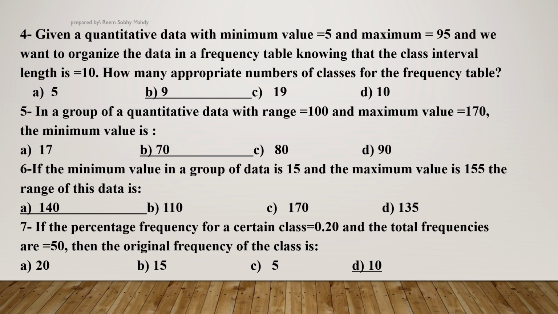Example 4. Given a quantitative data with minimum value equals 5 and the maximum value equals 95, and we want to organize the data in a frequency table, knowing that the class interval length is 10, how many appropriate numbers of classes for the frequency table? In order to find the number of classes for the frequency table, n, which is the number of classes, equals range over class interval, or class length.